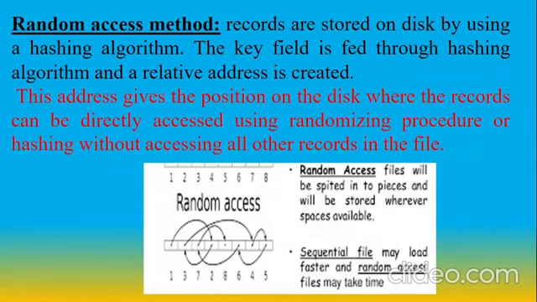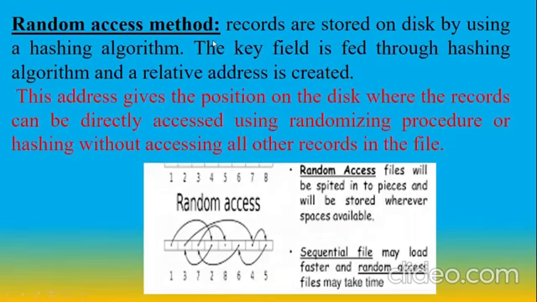So this address gives the position on the disk where the record can be directly accessed using the randomizing procedure or hashing, without accessing all other records in the file. That means using the particular record key that is created by the hashing algorithm, we are accessing the record directly from the device. So this kind of method is called random access method.